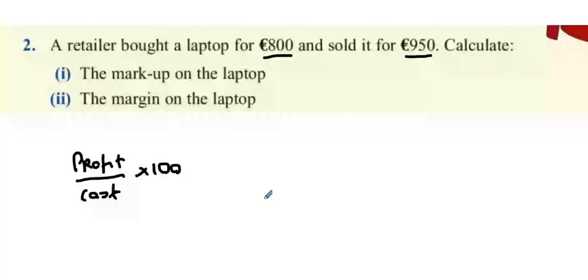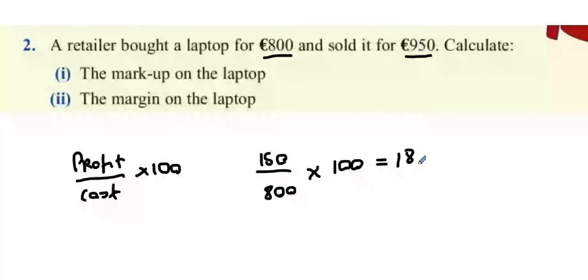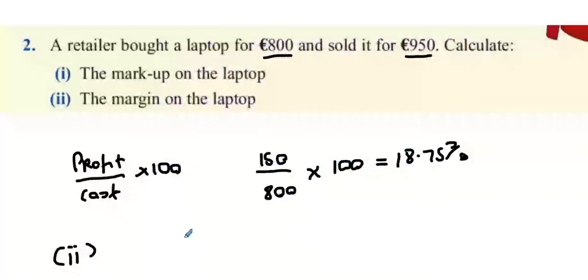So in this case, you made a profit of 150 because you sold for €150 more. Your original cost was 800, and then you multiply that by 100%. And what you should get here is 150 divided by 800 multiplied by 100%. And you get 18.75%.